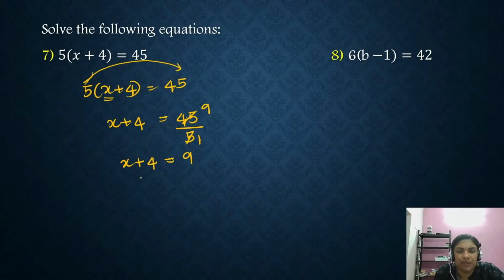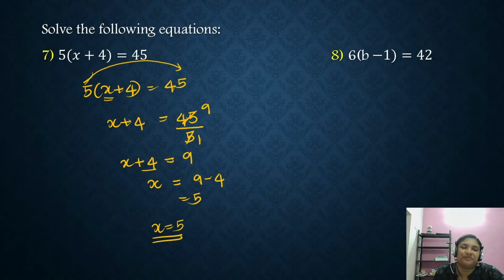Now this is a very simple equation, right? We can find out the value of x by keeping x here. Then 9, this plus 4 will become minus 4. So the answer will be 5. x equal to 5 is the solution.